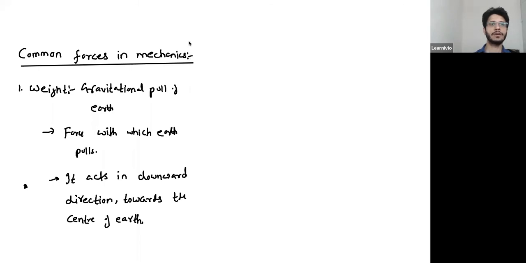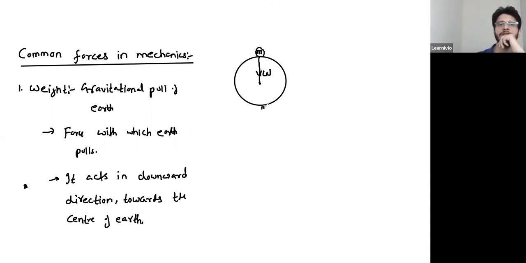So if you have Earth, this is Earth, and I place a body of mass m here, then the weight will act in the downwards direction. When I say downwards, that means it's acting towards the center of Earth. If a body is here, then the Earth will pull this body towards its center. This would be the direction of weight. It always acts towards the center of the Earth. And we can calculate weight as mg. Weight is mg, mass into acceleration due to gravity. The product of mass and acceleration due to gravity is weight.